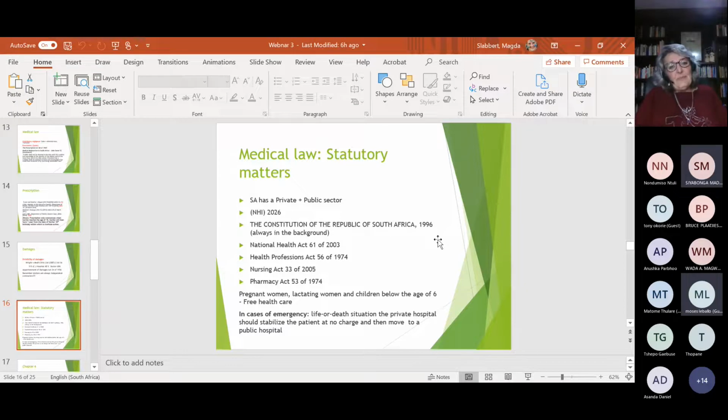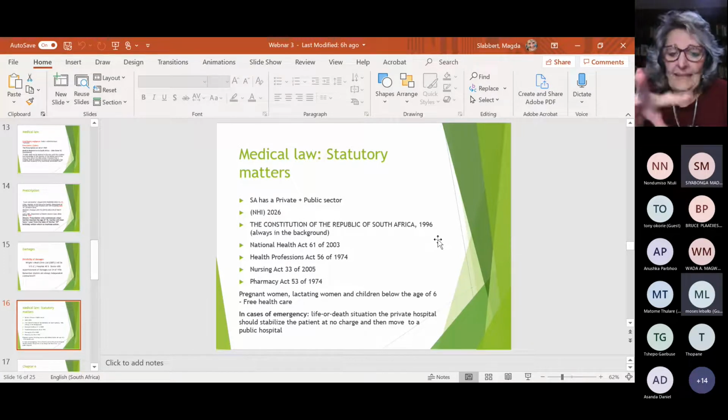Okay. Remember, South Africa has a private and a public sector. You must know that, and that the NHI, if it happens, the plans are there, should be instituted in 2026. But until then, there's a private and a public sector. And then the Constitution is always in the background. Remember, the National Health Act is important because that indicates informed consent and what can and cannot be done and where to complain, etc. It's all there in the National Health Act.